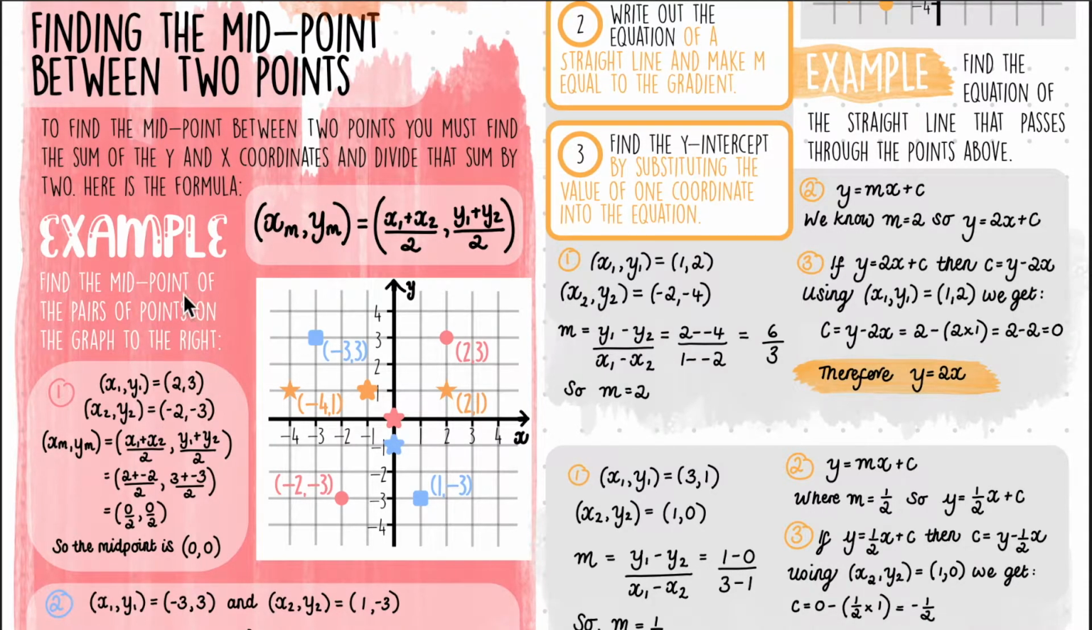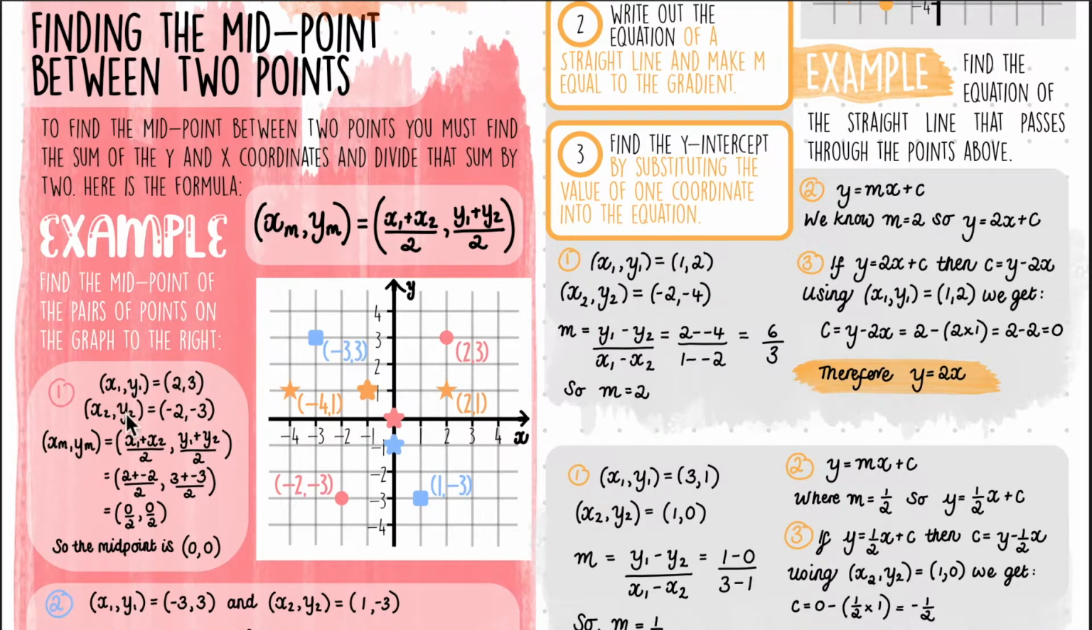Right, so find the midpoint of the pairs of points on the graph to the right hand side. Let's look at the pink points first. So we're trying to find the midpoint of this point and this point. Again, first thing I always like to do is to write out these coordinates. So I have x1, y1 is 2, 3, which is this point here, and x2, y2 is equal to minus 2, minus 3, which is this point here.